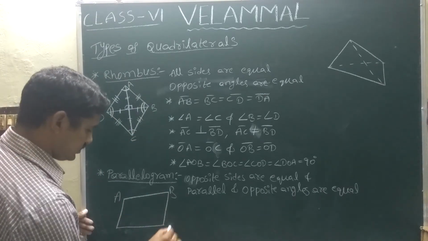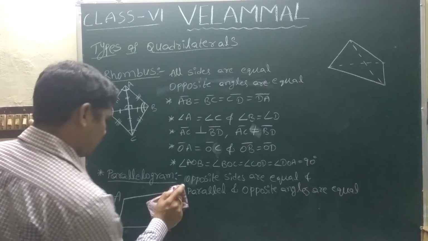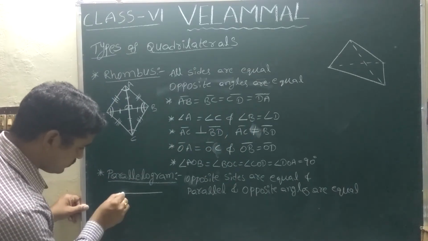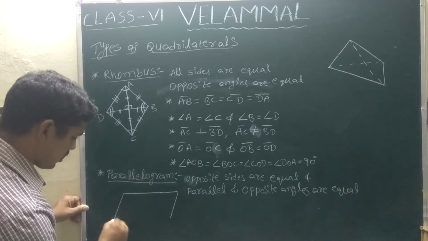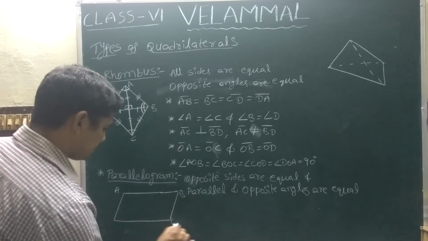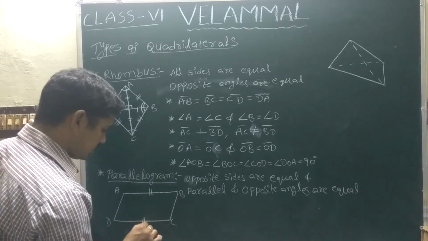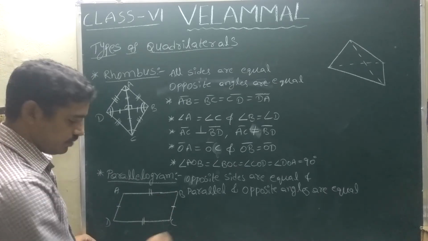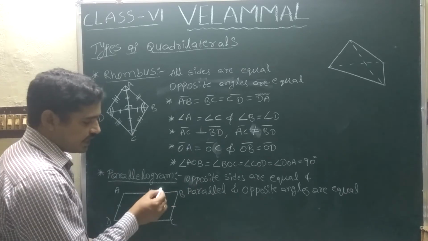A, B, C, D I am taking. So here we can say A, B, C, D. So opposite sides are equal. So this line segment is equal to this line segment, and this line segment is equal to this. AB is equal to CD and BC is equal to AD. And opposite sides are equal and parallel.